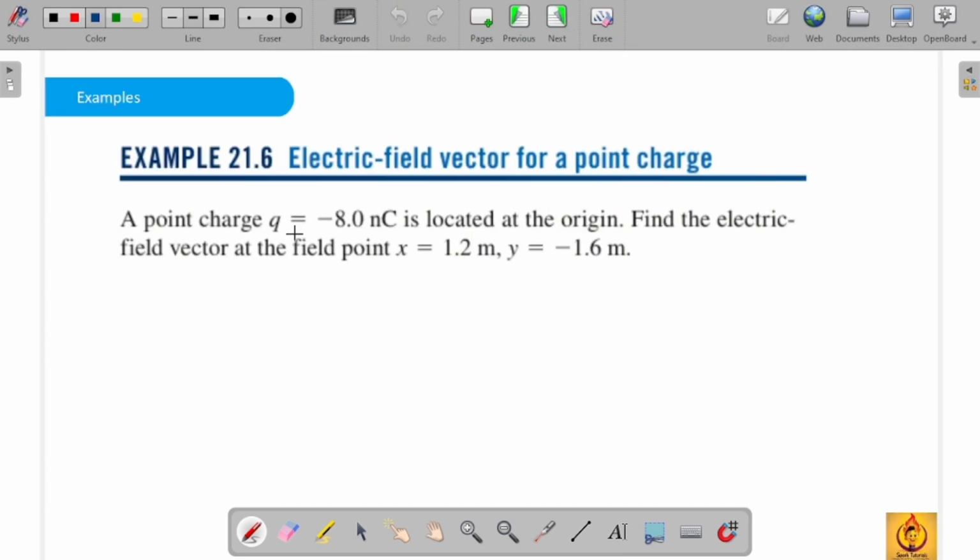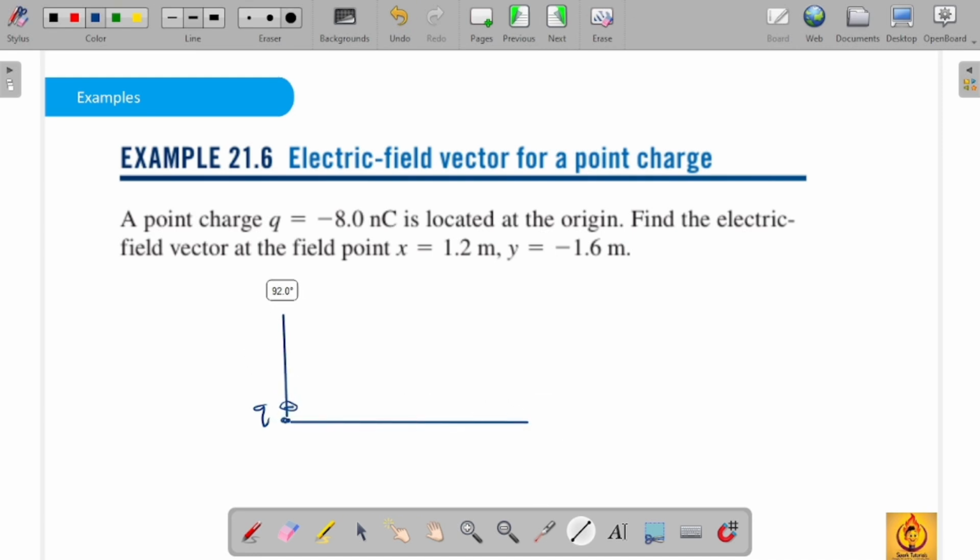Now 21.6, who's responsible for this one? It's me again, sir. Okay, you can continue reading it. A point charge Q is equal to negative 8 nanocoulomb is located at the origin. Find the electric field vector at the field point x is equal to 1.2 meters and y is equal to negative 1.6 meters.